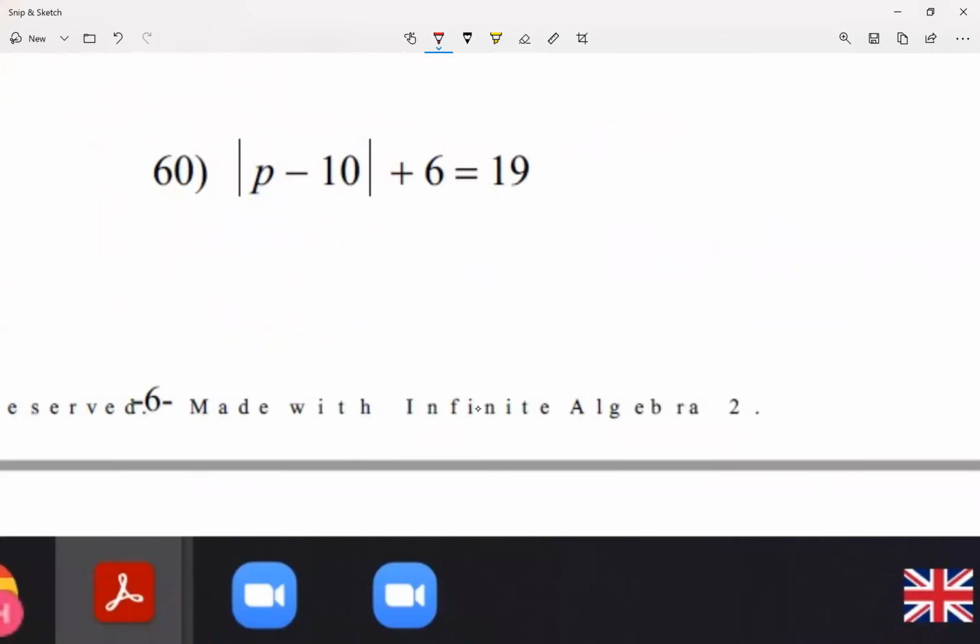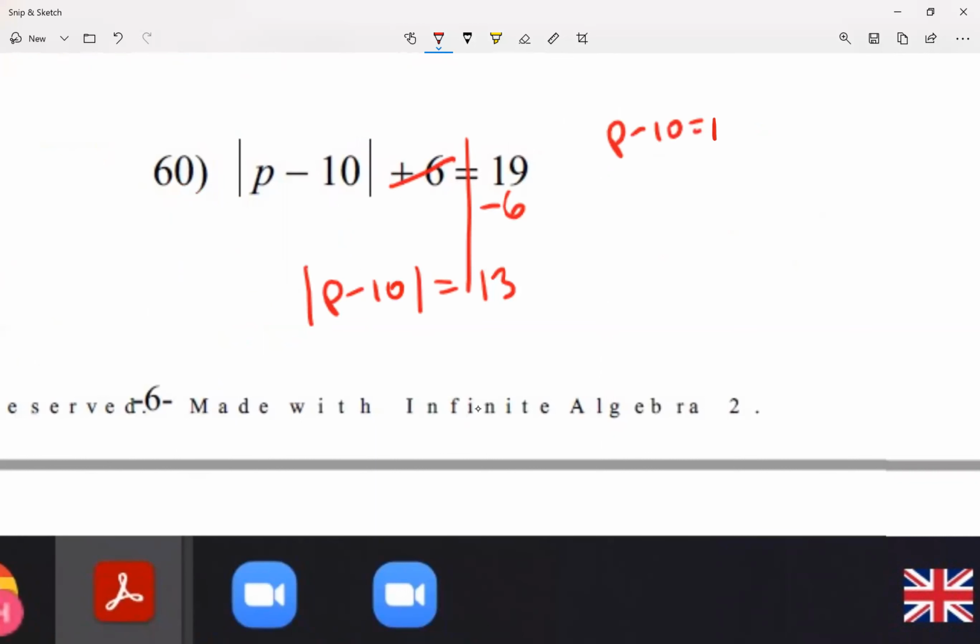We separate them through the equal sign. To begin with, this +6, let me move it over as a -6. So I get that absolute value of p minus 10 is equal to 13. Now I'm going to be able to split it. Let me go p minus 10 equals 13. And then p minus 10 equals -13.